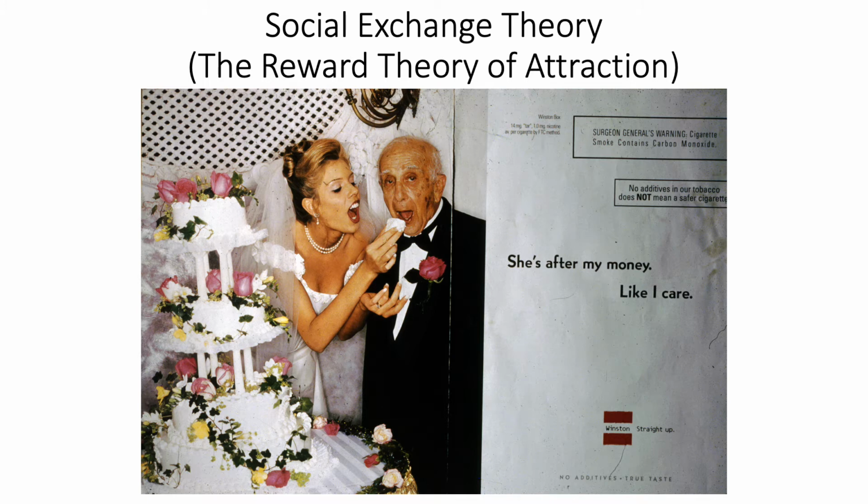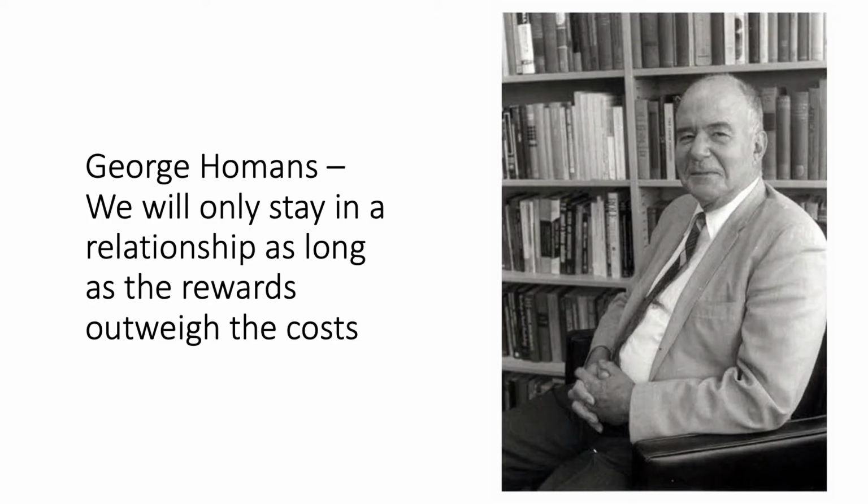So in a nutshell, that's how social exchange theory works. There have been many different varieties of social exchange theory applied to the study of relationships. One of the earliest was by a guy named George Homans, who took a very simple approach to this. Basically, Homans said that we will only stay in a relationship as long as the rewards outweigh the costs. So if you're in a friendship, if you're in a marriage, whatever the relationship is, you're constantly calculating how much am I putting into this versus how much am I getting out of it. And for Homans, as long as the rewards outweigh the costs, you stay.